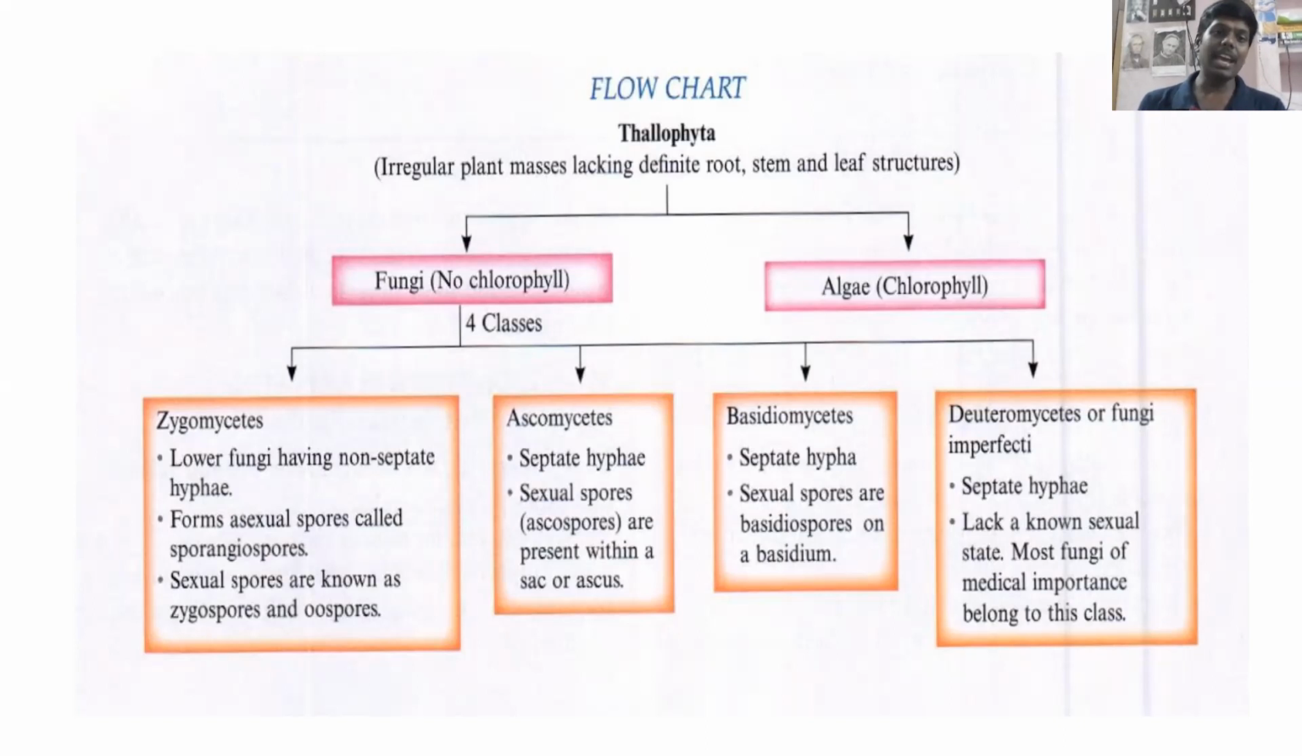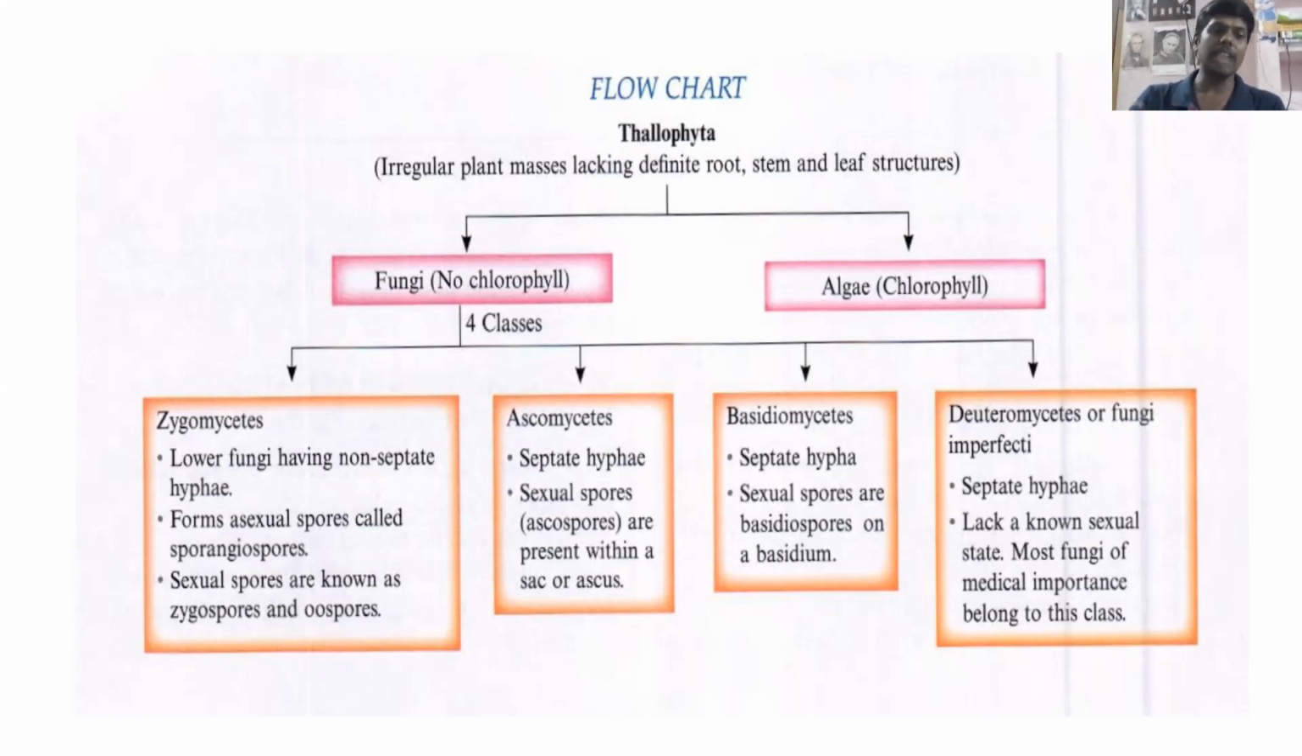In zygomycetes, they will form small zygote-like structures during reproduction. So the fungi that form these zygote-like structures are kept under zygomycetes. Then ascomycetes. In ascomycetes, they contain sexual spores within a sac. That is why they are called ascomycetes. Then basidiomycetes contain a dome-like structure like an umbrella. The fungi that have this dome-like structure are kept under basidiomycetes. Then you have your deuteromycetes, which do not have a proper definite symmetry. I will show you the diagrams of each class.